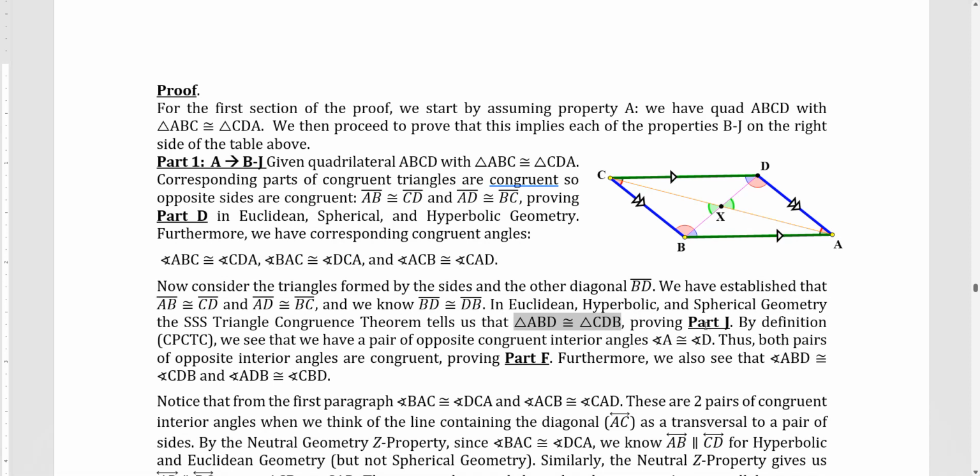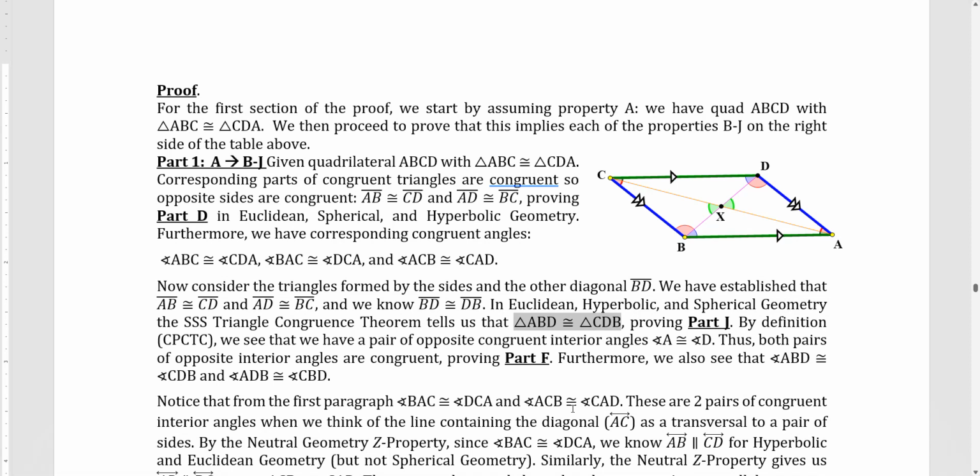Now, by definition, corresponding parts of congruent triangles are congruent. We've got a pair of opposite interior angles, angle D and angle A. So DAB is congruent to BCA. So now what have we done? We've proved that both pairs of opposite angles are congruent. That's part F. Furthermore, we also see that angle ABD, this blue one here, is congruent to the blue one up here.